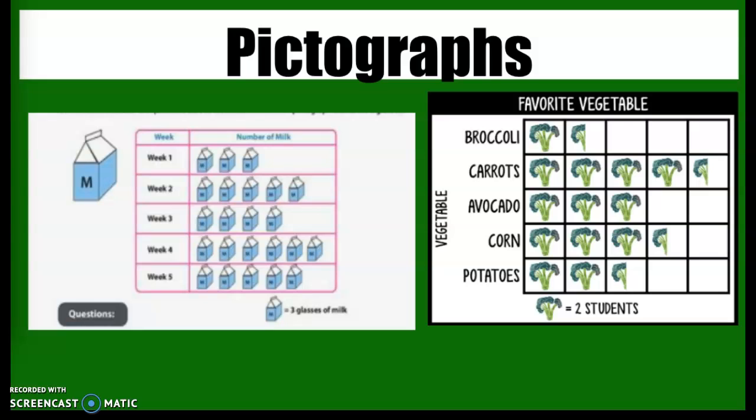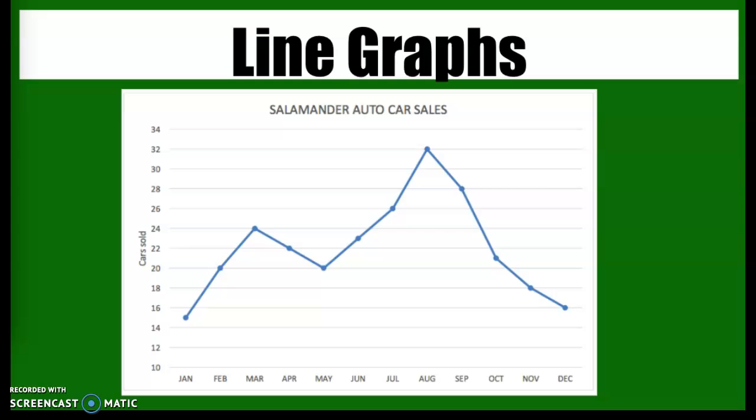In the other one, the favorite vegetable, they have on the left the different vegetables: broccoli, carrots, avocado, corn, and potatoes. And then the picture that they used to stand for it was a head of broccoli. And if you notice, and we'll talk about this tomorrow, there's a key and it says that the broccoli equals 2 students. And so you're going to see maybe half a picture, and that would stand for 1 student, because 1 student is half of 2.